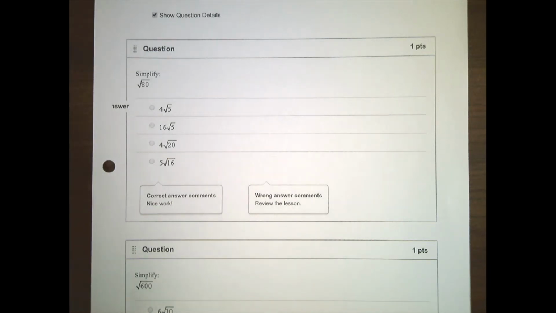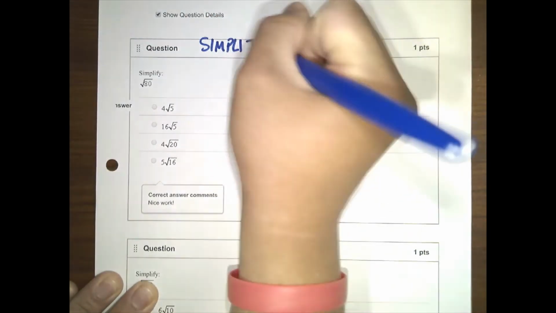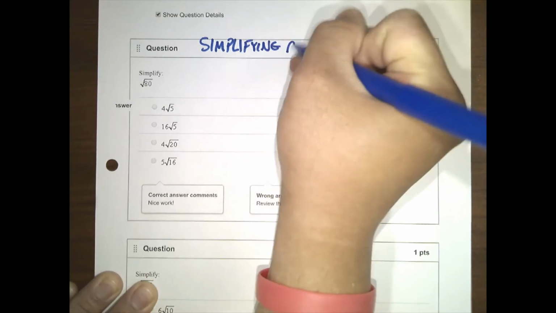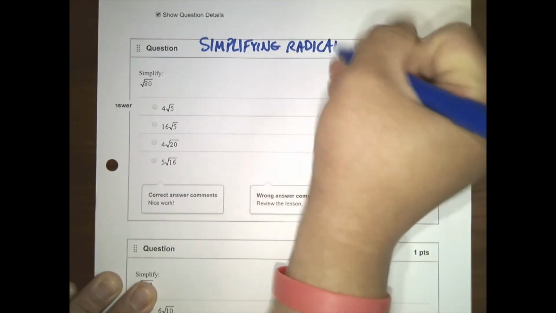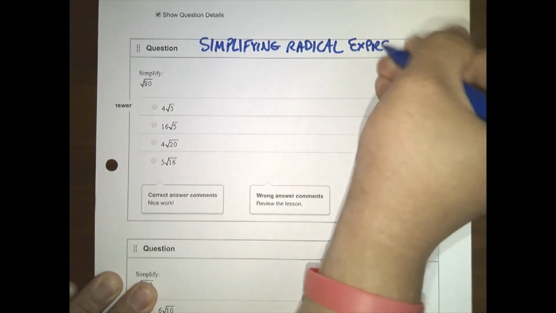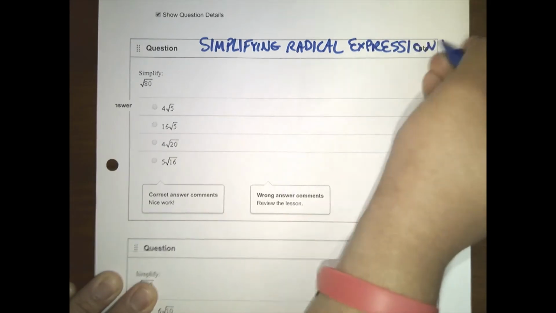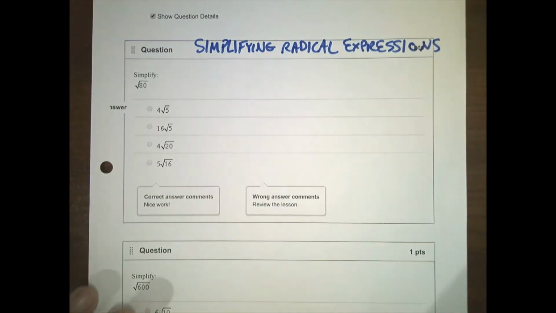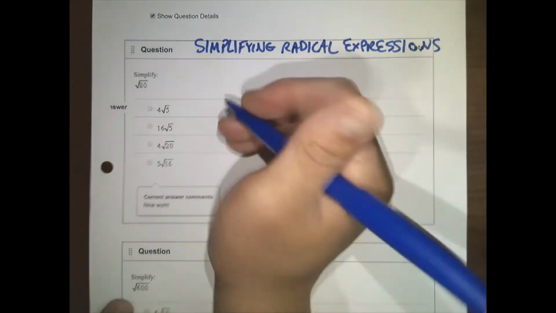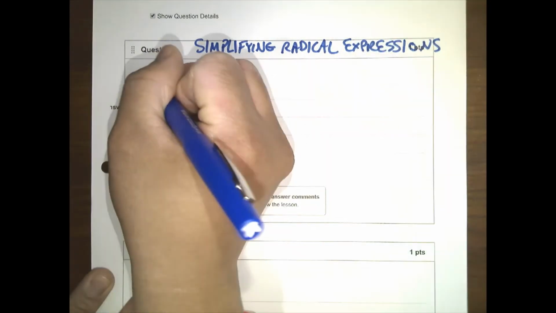Hi everyone, this is Professor Oaks, and in this video we are going to discuss simplifying radical expressions. Alright, so most of you have probably heard of a square root, and a square root is an example of a radical. Alright, so here we have the square root of 80.